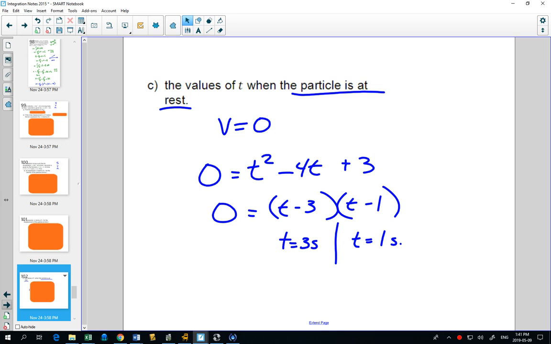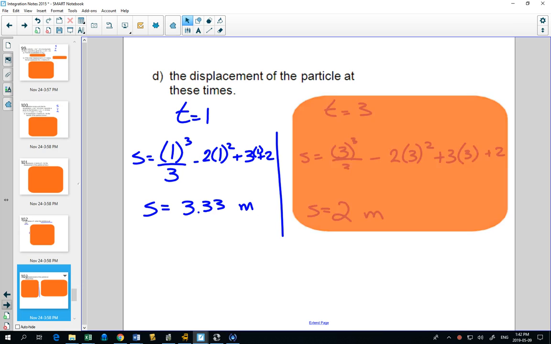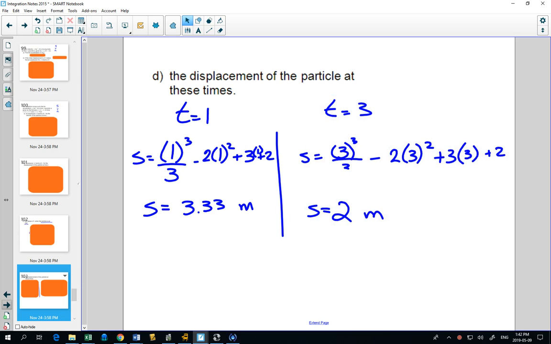This one you could factor. Make sure you include your units, since it is a word problem. We had seconds in the question to begin with. So when we write our answer, we include our units here at 1 second and at 3 seconds. And then if we want to find the displacement at these times, we'd have to plug in 1 and 3 into our displacement formula. And again, use our units here since it was in meters per second. We would have at 3.33 meters and at 2 meters.